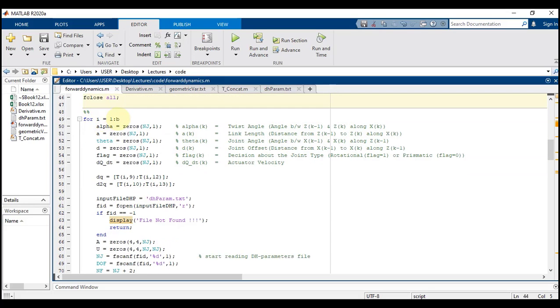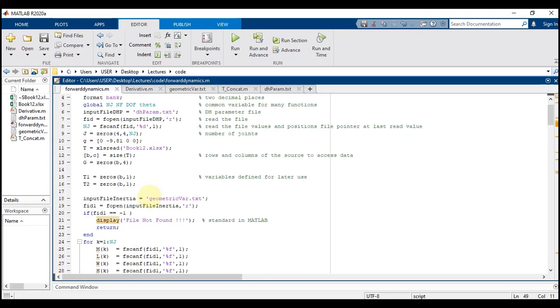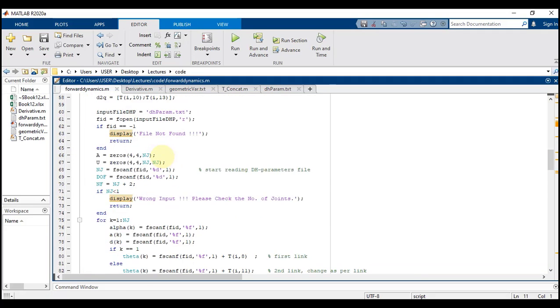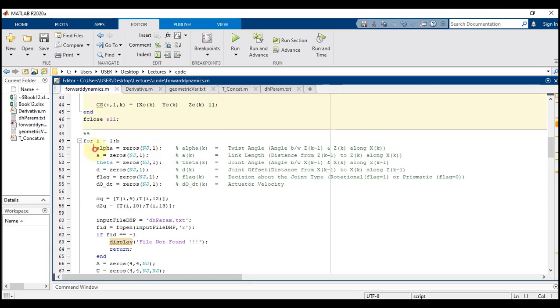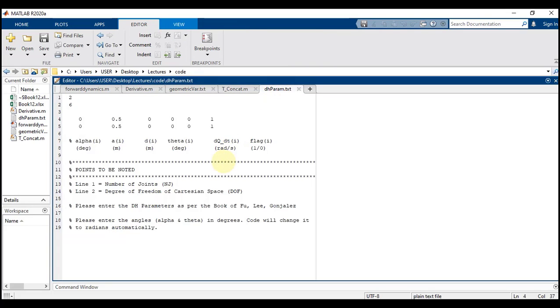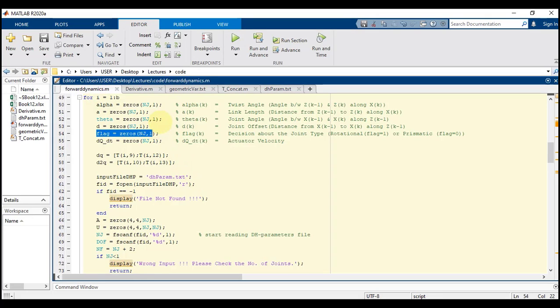Now for I equal to 1 to B, B we know is the number of rows of the source file which we are referring to. Alpha, A, theta, D and flag we get from this file, the DH parameter file. In this DH parameter file, as discussed earlier, theta and dq by dt are given as 0. However, those two values are actually inputted to get the torque values.